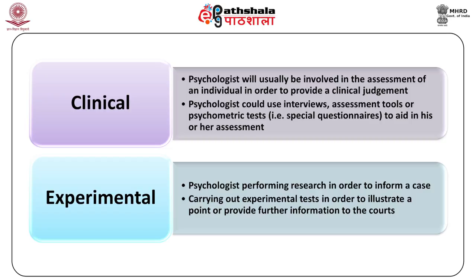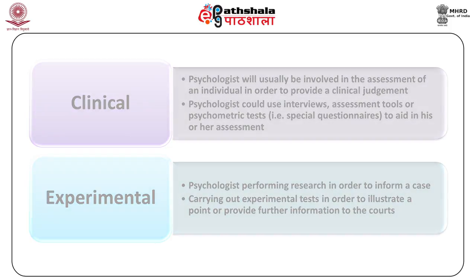Second is experimental. This involves the psychologist performing research in order to inform a case. This can involve carrying out experimental tests in order to illustrate a point or provide further information to the courts. For example, how likely it is that someone can correctly identify an object in the hand of an individual from a distance of 100 meters at twilight.